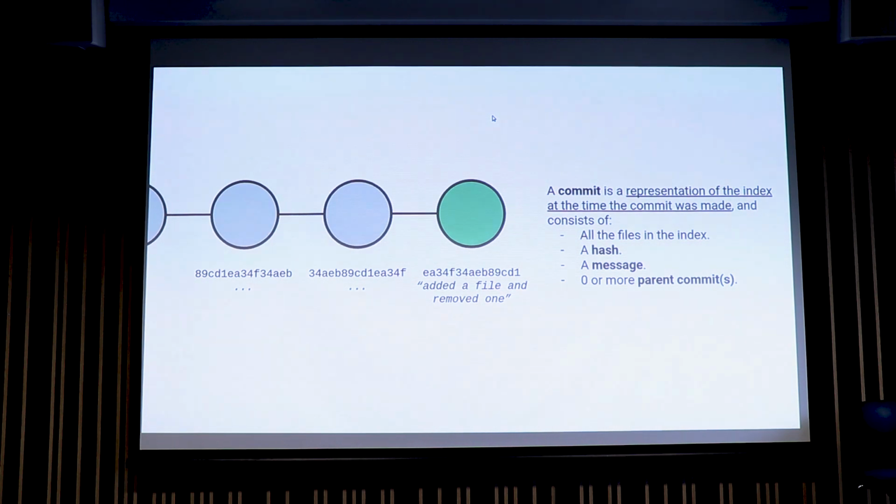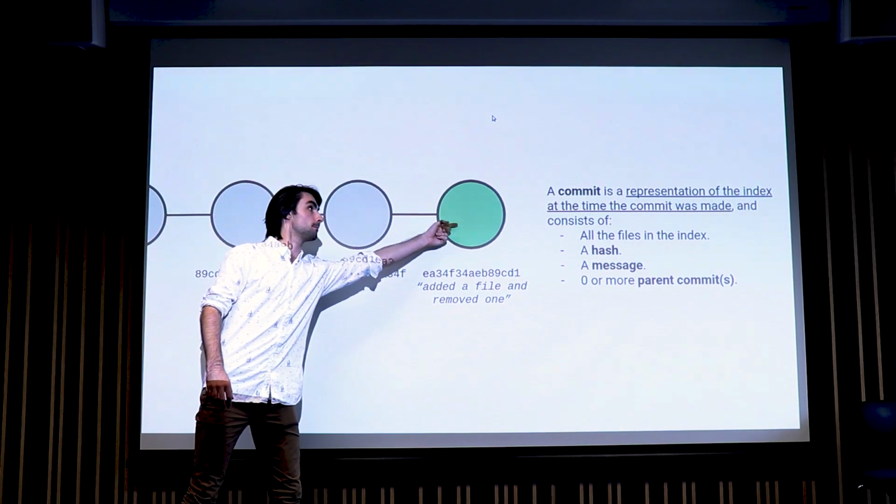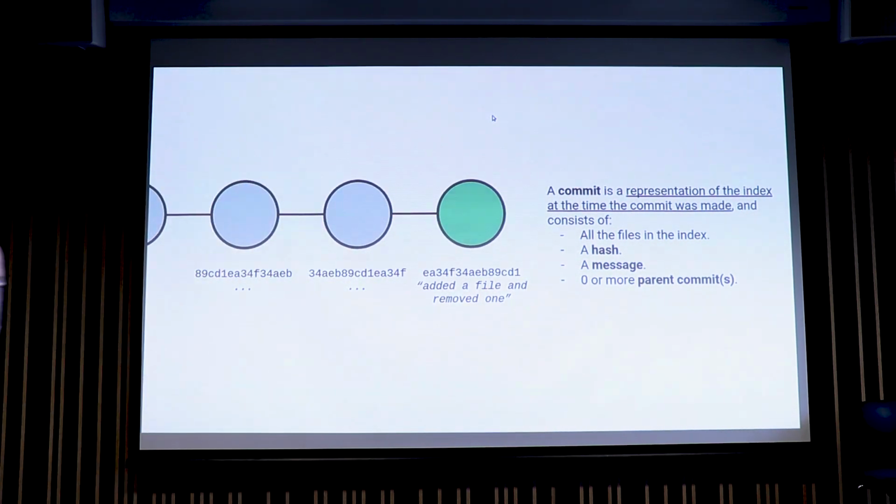It consists of a hash, which is our unique identifier for that commit, a message, which again, we really should have. We don't have to have it, but we should have a message, and 0 or more parent commits. So in this instance, each line represents a parent-child relationship between commits. So for example, I'm going to walk over here for a sec. For example, this commit is the parent of this commit because it precedes that commit in the Git history.